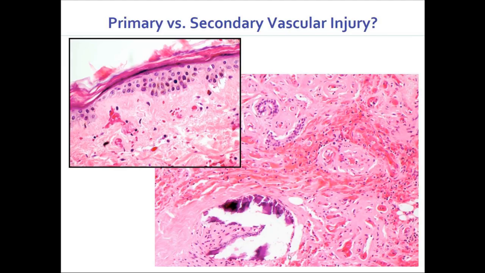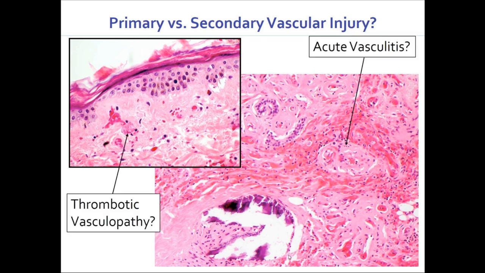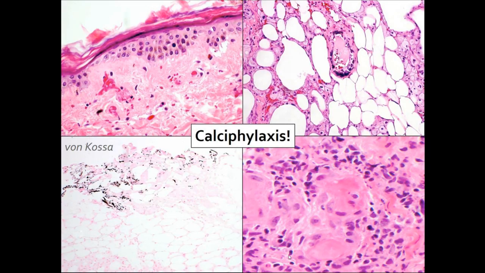Let's try another case. Primary or secondary? Is this a thrombotic vasculopathy? Is that a focus of acute vasculitis? These are foci from a case of calciphylaxis. This diagnosis can never be made based on histopathology alone, but truly requires a clinical correlation. As you see in the image on the top right, there's concentric calcification involving a medium-sized vessel within the panniculus. And in the bottom left, you see that the von Kossa stain additionally highlights extravascular calcium involving septi within the subcutis.